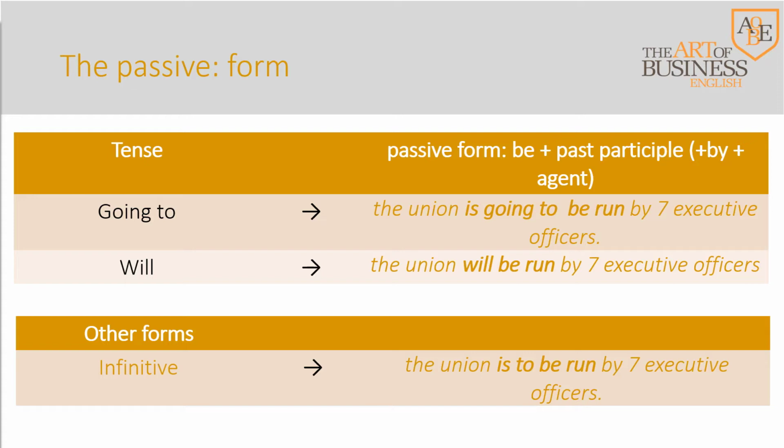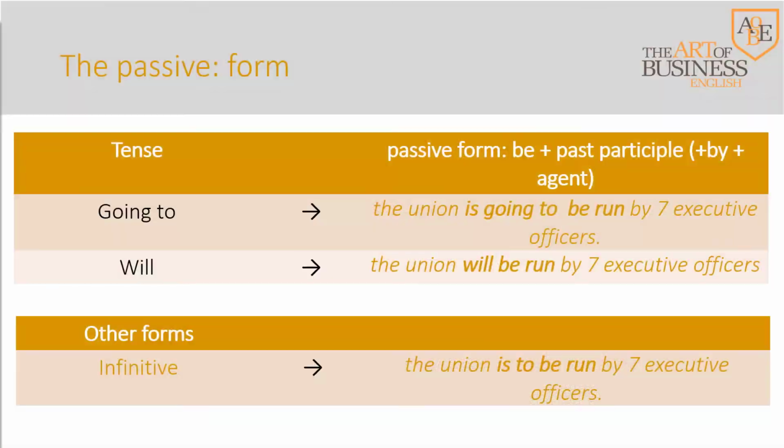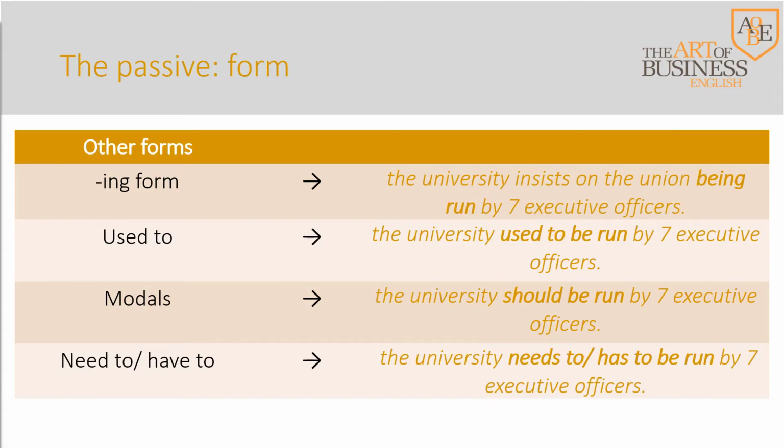If we use this sentence, the union is to be run, it means that it's planned, it's going to happen, it's something that we've decided on, and it's going to be put into practice. So the union is to be run by 7 executive officers. That's what was agreed at the last meeting, so therefore that's what is to happen. You can also use ing forms. So the university insists on the union being run by 7 executive officers. This is a very nice structure and makes your writing sound very formal and very professional.